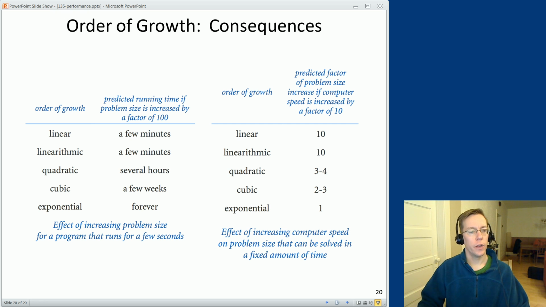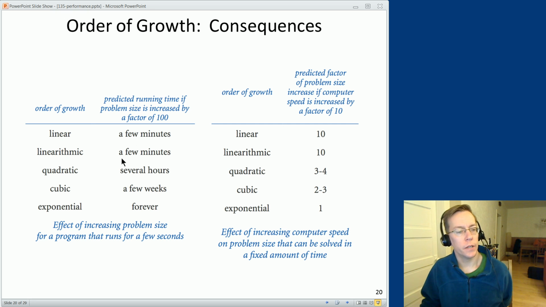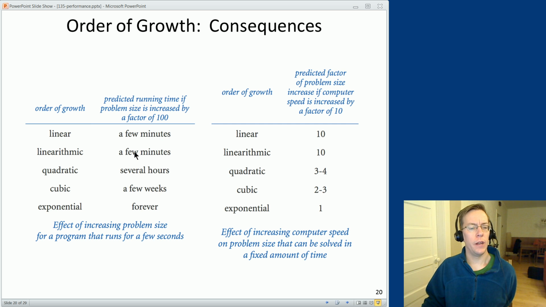And here are the consequences of these different orders of growth. If you have a linear algorithm, you can increase the problem size by a factor of 100, and it takes a few minutes. Linearithmic, a few minutes. If you go by a factor, it's going to take several hours. If it's quadratic or cubic, a few weeks, and exponential is now going to take forever.